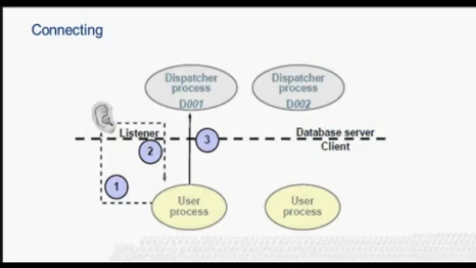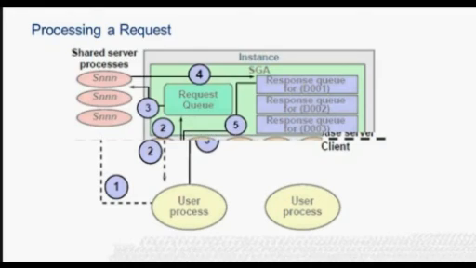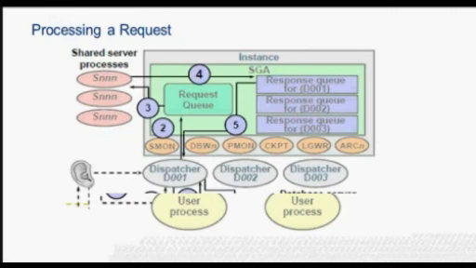Second, if the configuration allows the user process to connect to a dispatcher, the listener gives the user process the address of the dispatcher process. If the user process requests a dedicated server, the listener creates a dedicated server process and connects the user process to it. Third, once the connection has been established, either through a dispatcher or a dedicated server process, the connection is maintained for the duration of the session.